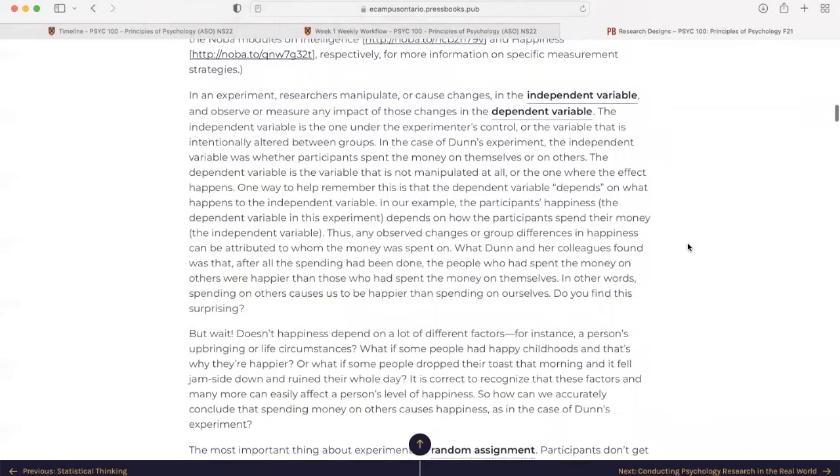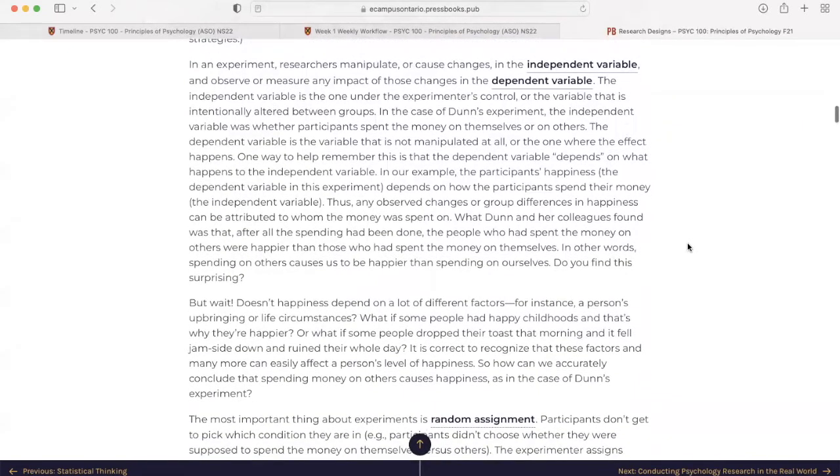whom the money was spent on. What Dunn and her colleagues found was that after all the spending had been done, the people who had spent the money on others were happier than those who had spent the money on themselves. In other words, spending on others causes us to be happier than spending on ourselves. Do you find this surprising?